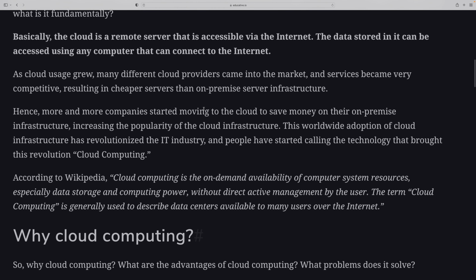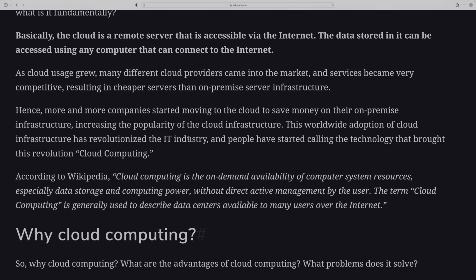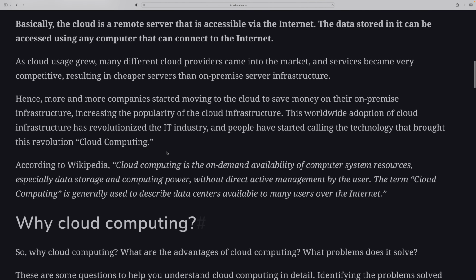As cloud usage grew, many different cloud providers came into the market and the service became very competitive, resulting in cheaper servers than on-premises server infrastructure. Hence, more and more companies started moving to the cloud, saving money on on-premises. The increasing popularity of GCP infrastructure and worldwide adoption of cloud infrastructure has revolutionized the IT industry. People have started calling the technology that brought the revolution cloud computing.